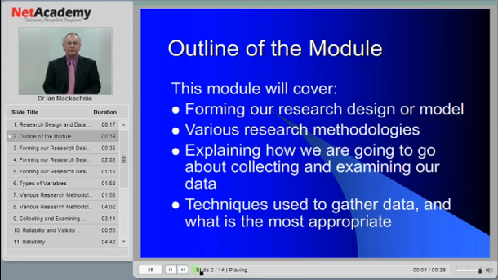In this module we'll be looking at a number of areas, including forming our research design or our research model. What does this mean? How do we go about it? We'll also be looking at various research methodologies. There's more than one way of going about doing your research, and we will look at that also. We'll also examine how we go about collecting and examining our data, and some of the commonly used techniques for gathering data and looking at what is most appropriate for your research project.